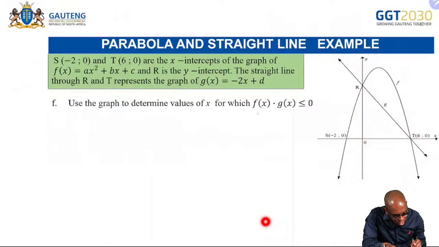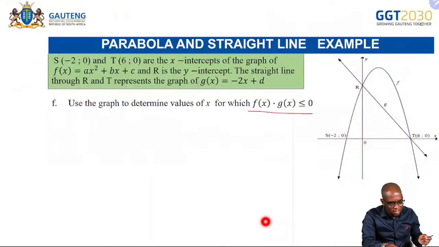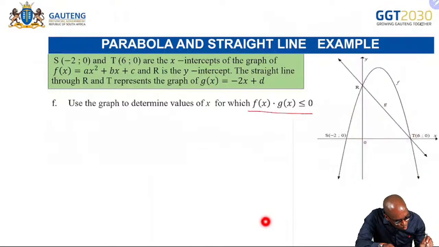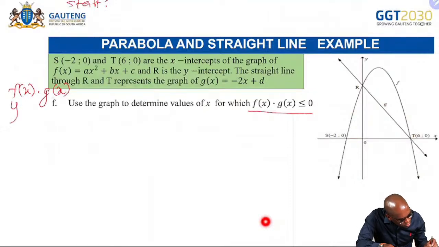Another one. Now if you check, this one is a bit different. They are multiplying F times G, so it's a combination question. Where do you start here? If you check, it's F of x times G of x, which means it's the y of the parabola times the y of the straight line. They should be less than or equal to 0.